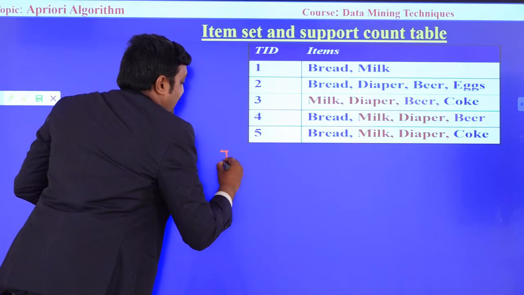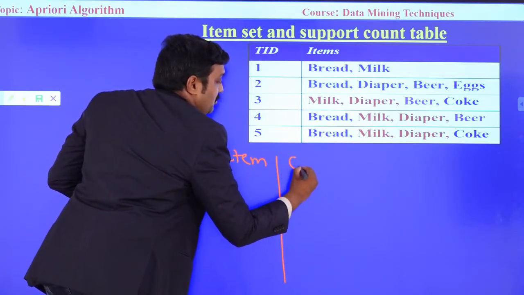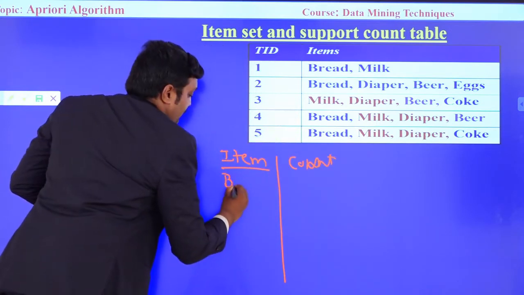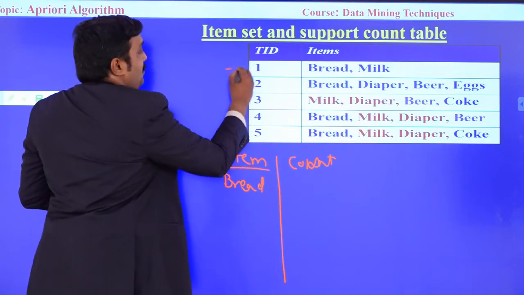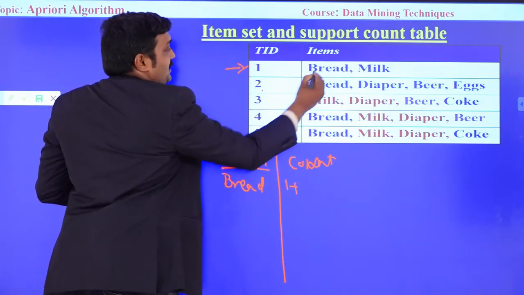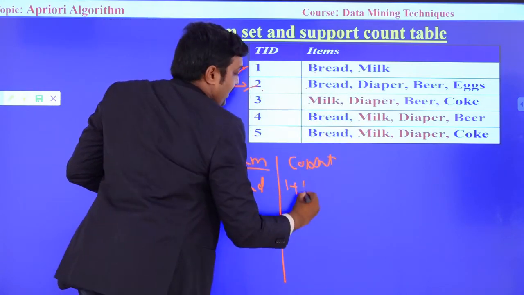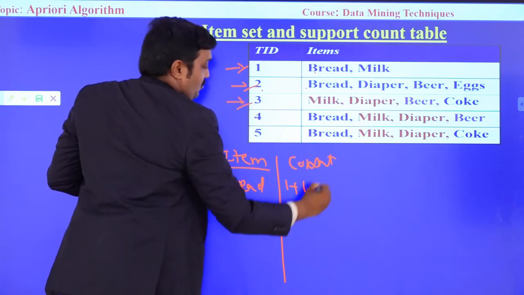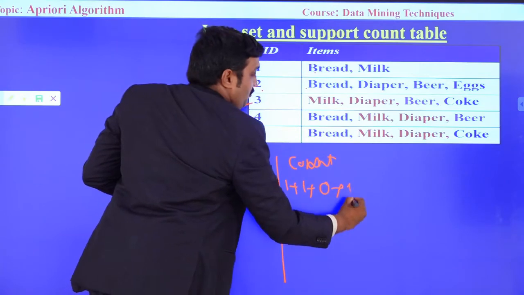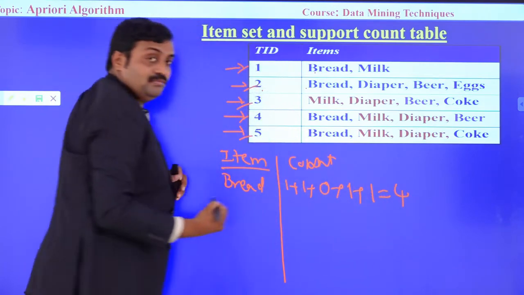I am taking each item and counting the occurrence of the item. First item is bread. So I am going to scan transaction 1, only one, first time. Then second transaction, bread, second time. Third transaction, no bread, 0. Fourth transaction, 1. Fifth transaction, 1. So the support count of bread is 4.